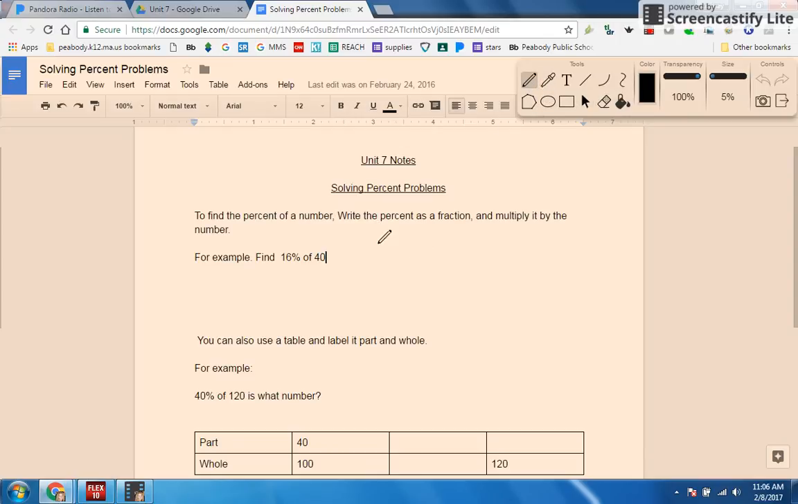It says write the percent as a fraction. We already know how to do that. To write a percent as a fraction, you write it over 100. So 16 over 100. Hopefully you remember what "of" means. Of always means multiply. And then 40. Remember, if you're multiplying a fraction by a whole number, to make your whole number a fraction, you just write it over 1. It's actually easier to do these if you don't simplify the 1600s.